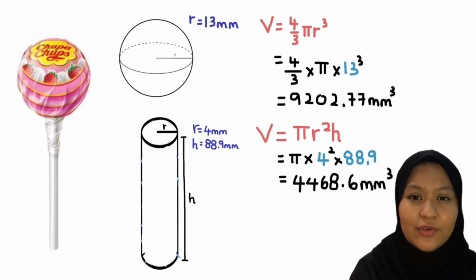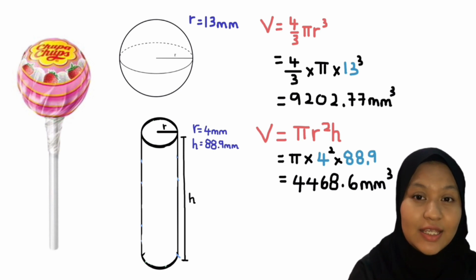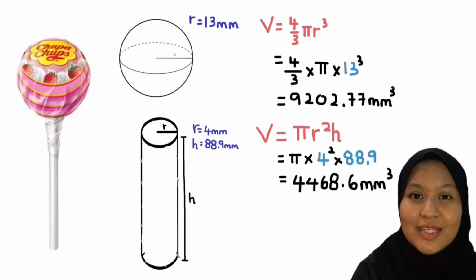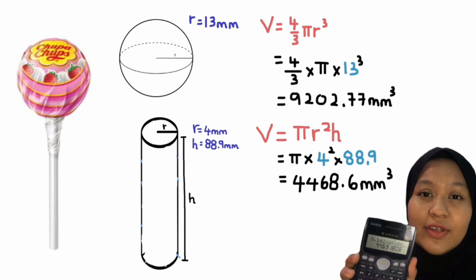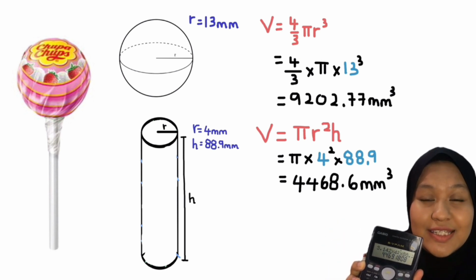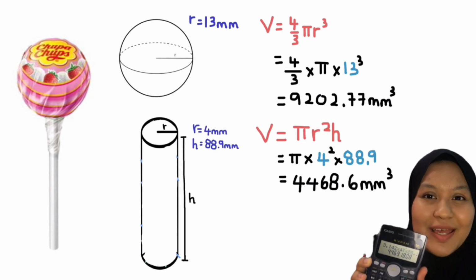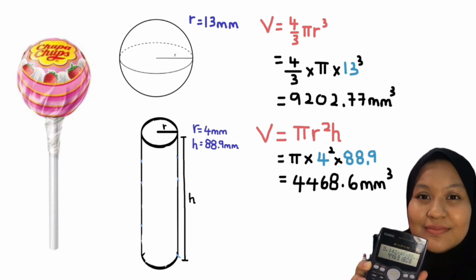Last but not least, the volume of the cylinder, or the stick. The formula for a cylinder is pi r squared h. Then we substitute again the information we got and start to calculate. We will get 4468.6 mm cubed as the volume of the stick.